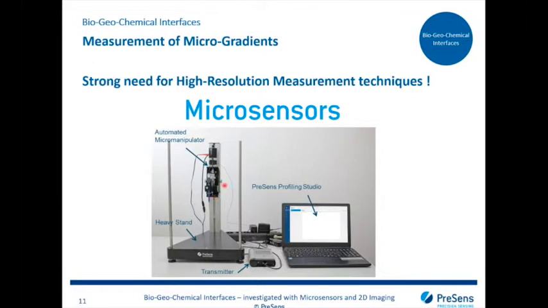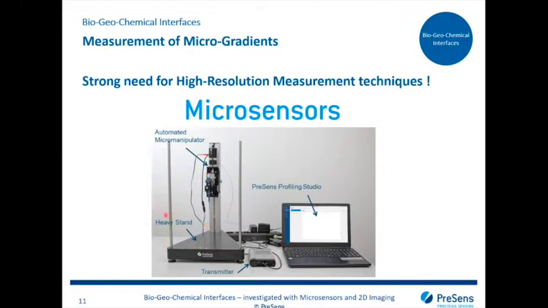For this we have the so-called automated micromanipulator, which is a linear stage here that can move the microsensor in one dimension with a resolution of down to 2 micrometers. So it's really very, very fine scale measurements with very high resolution. To be able to do this, you will need, of course, a very stable setup. You will need something that doesn't move and that's vibration free. And this we achieve by the so-called heavy stand.